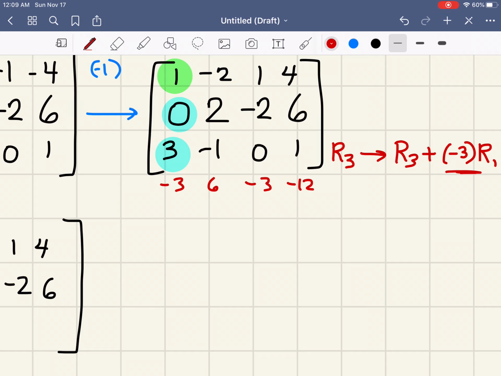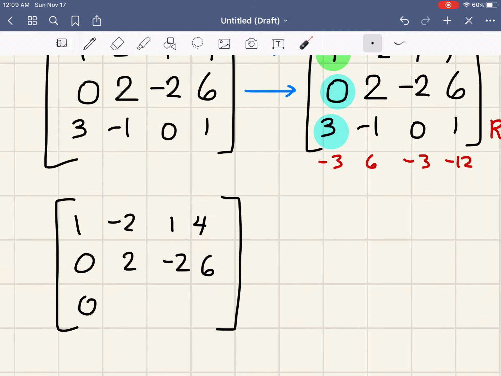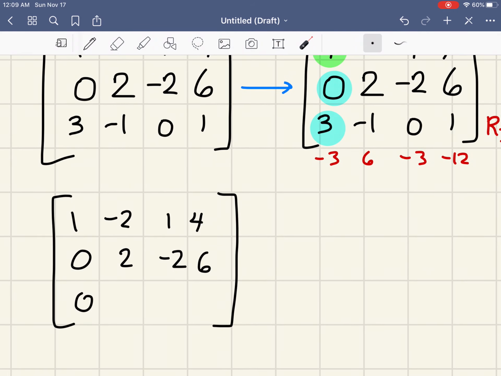And now I'm going to be adding these two rows up. That's row 3 plus negative 3 times row 1. And so I end up with 0, okie dokie, 5, negative 3, and negative 11.